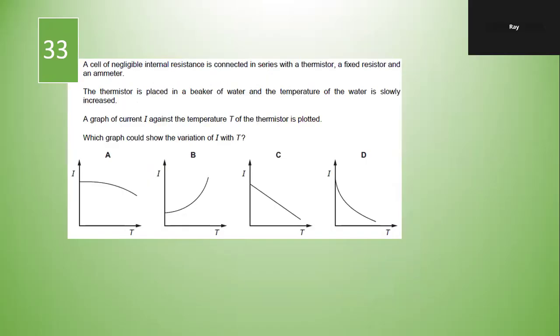A cell of negligible internal resistance is connected in series with a thermistor, a fixed resistor, and an ammeter. The thermistor is placed in a beaker of water, and the temperature of the water is slowly increased. The graph of current against temperature of the thermistor is plotted. Which graph will show the variation of I with T?